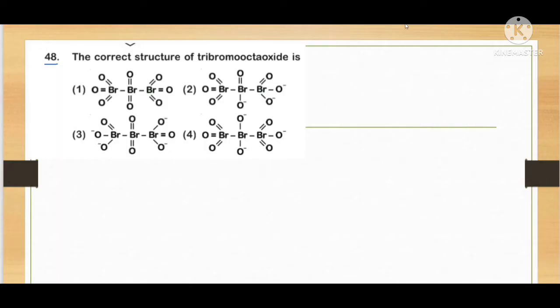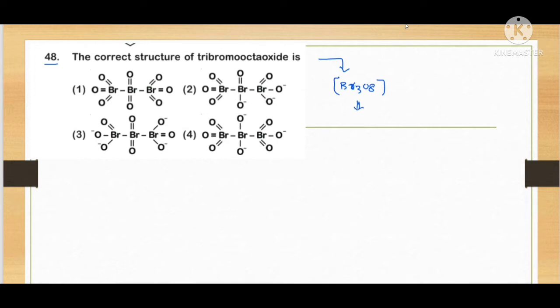Now let us discuss 48. The correct structure of tribromo octaoxide is... Now let us try to write its formula. Tribromo, that means Br3, octaoxide, that means O8. What is the structure of Br3O8?